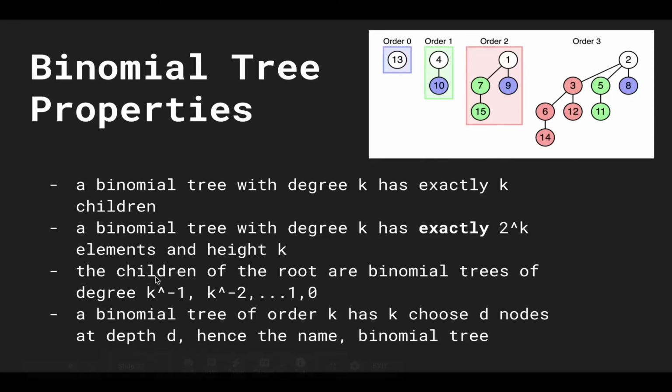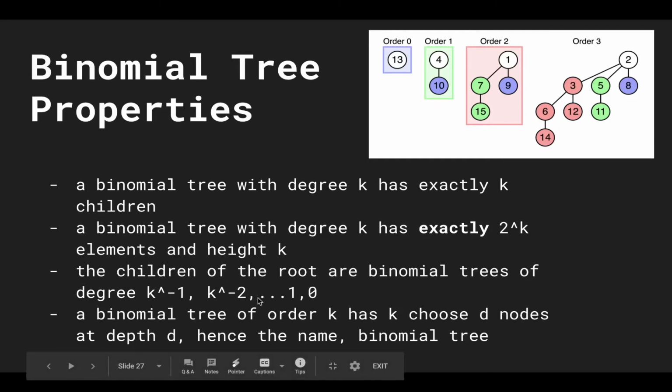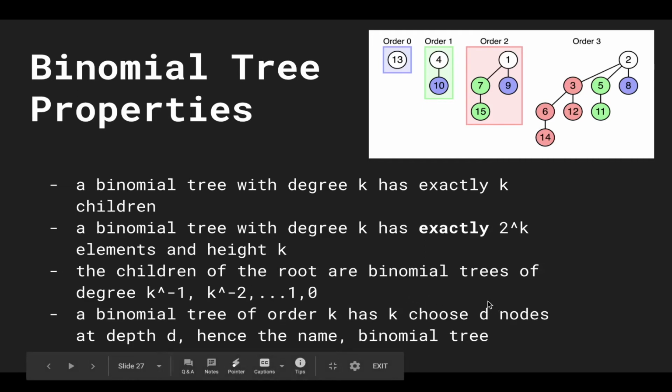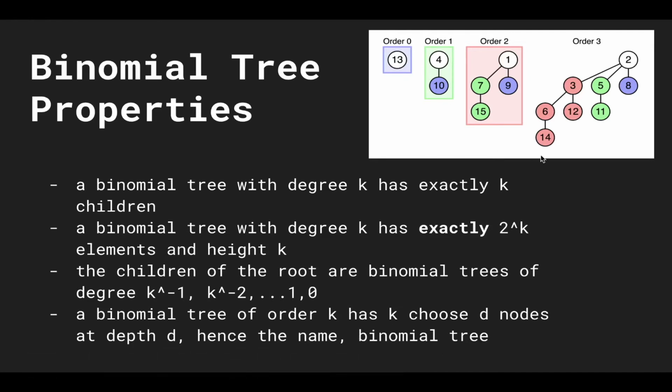The next property is that the children of the root are binomial trees themselves, of degree k minus 1, k minus 2, all the way down to 0. I don't know why I put exponents there, just ignore that. So here, a binomial tree of degree 3, we have the root, and then the children are binomial trees themselves. So here we have a binomial tree of degree 2. And then this one's a degree 1, and this is degree 0. You can tell by the color highlighting. And the last property that we have is that a binomial tree of order k has k choose d nodes at depth d, hence the name binomial tree. So if you're familiar with the binomial coefficient, at any depth d, there's going to be k choose d nodes.